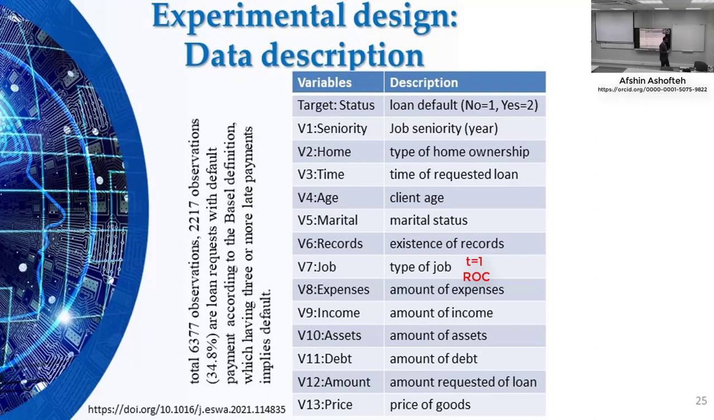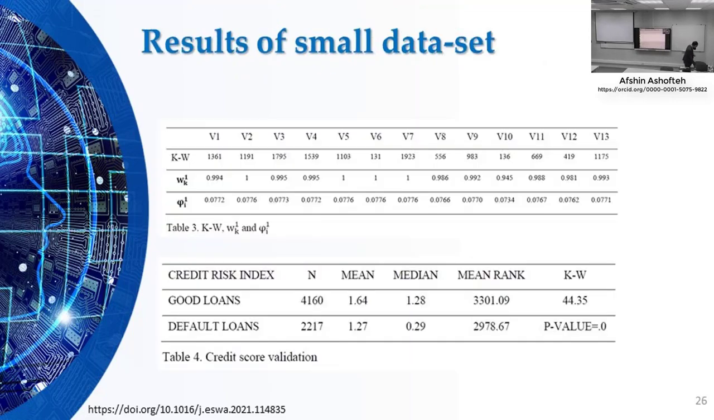So the results are organized in two parts, starting with the Kruskal-Wallis statistics, W and phi calculation to establish the artificial neural network model based on the proposed methodology. Subsequently, the results are detailed, first in terms of model comparison, and then in terms of computation performance.